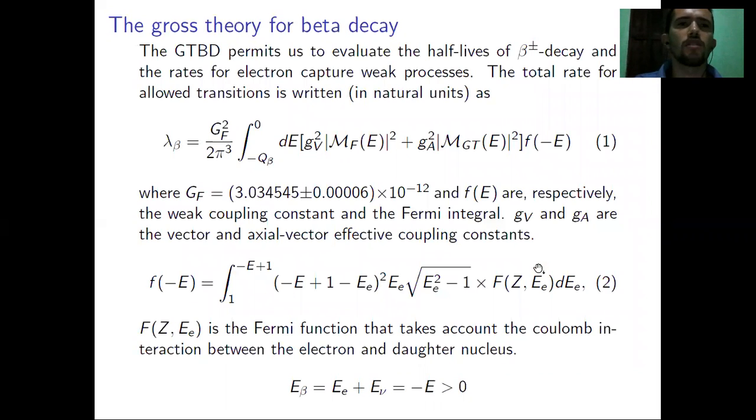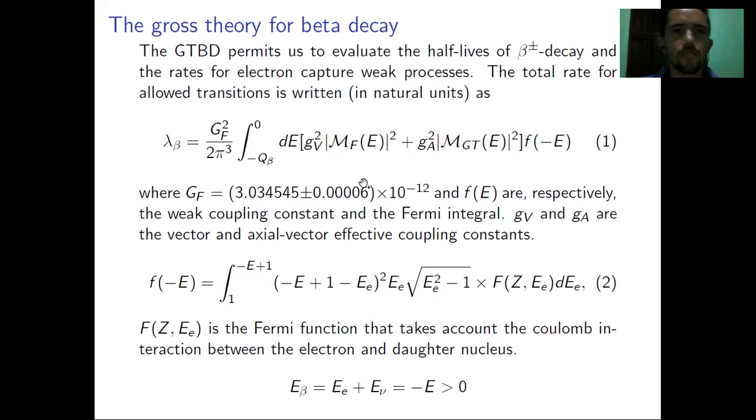So to study the r-process, we use the Gross theory for beta decay. This theory permits us to evaluate the half-lives of beta decay. We will need to evaluate the total rate for allowed transitions, that is Fermi and Gamow-Teller. As you can see here in equation 1, the total rate is a function of the nuclear matrix elements of Fermi and Gamow-Teller transitions.